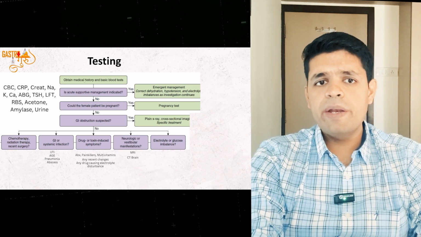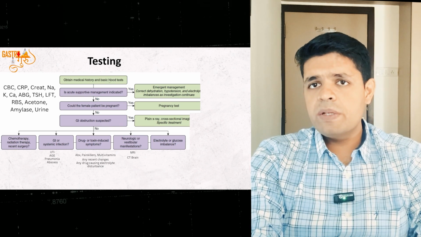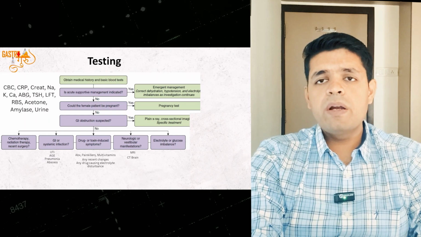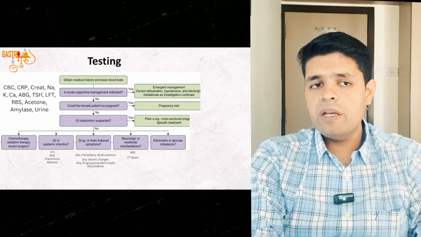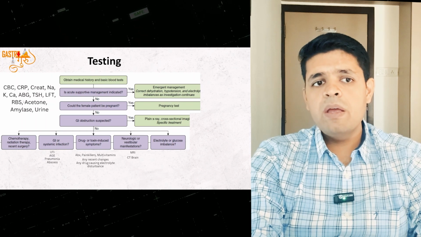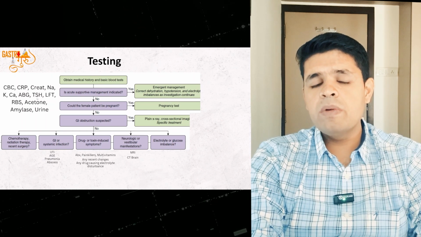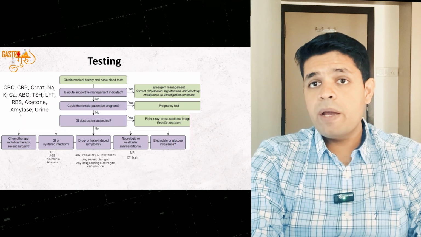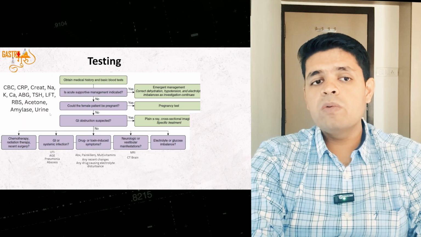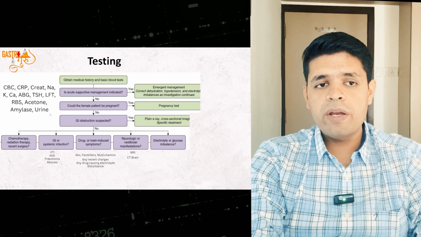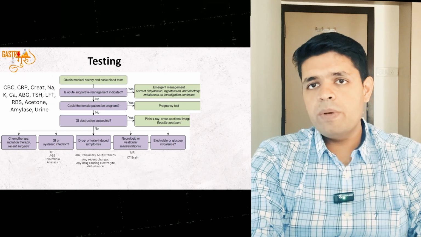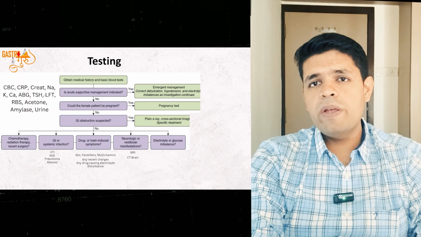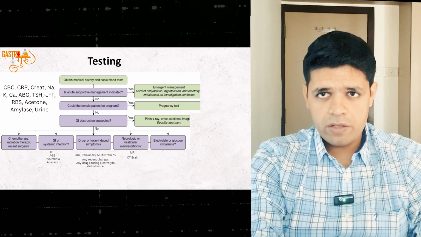Obtain a good medical history, as discussed in part 1 and 2 of the videos. We do a basic blood test. Basic blood tests are CBC, CRP, renal function test, liver function test, metabolic profile for calcium, thyroid, sugar, acetone, for pancreatitis amylase and lipase, urine routine to rule out any UTI or pyelonephritis, and arterial blood gas. So these are not very exhaustive. Always decide which test to do based on the history.